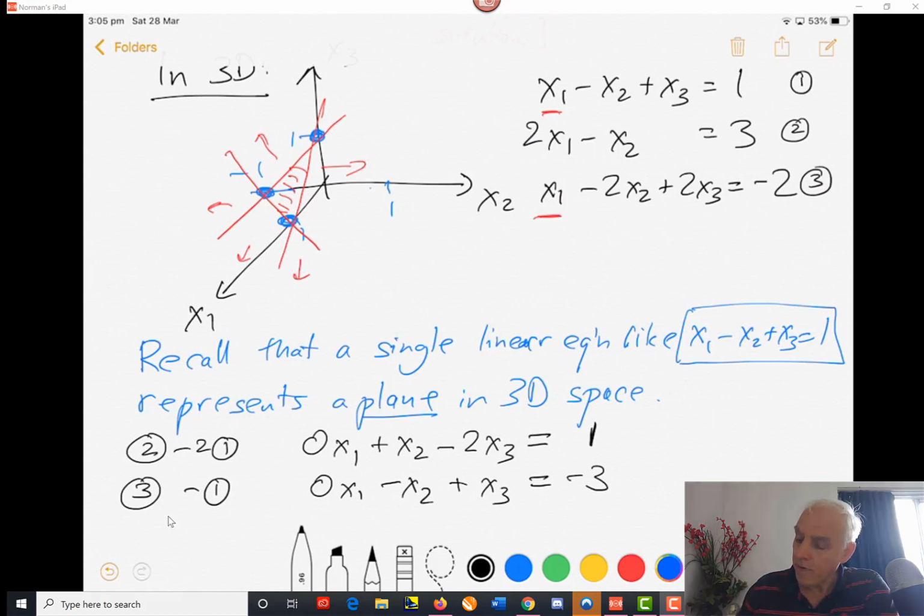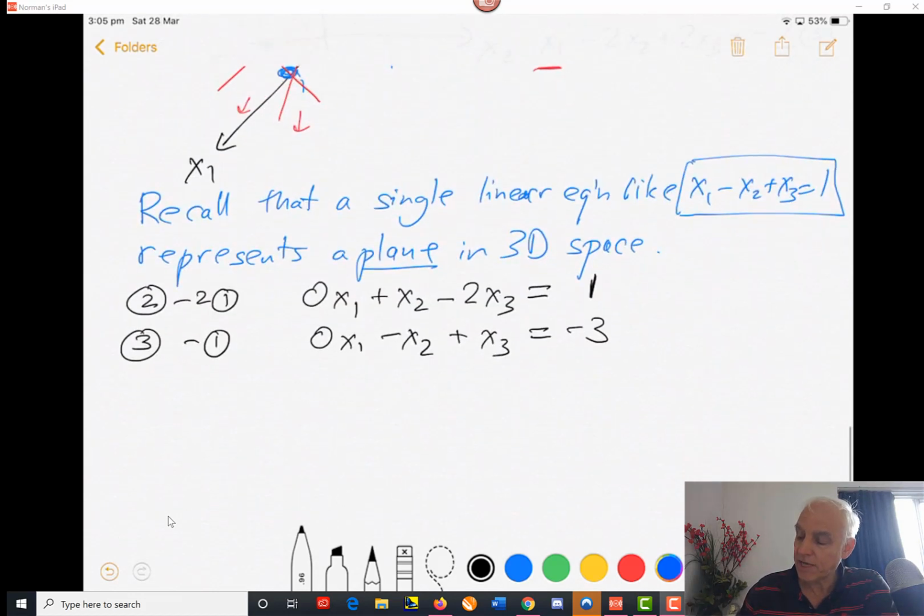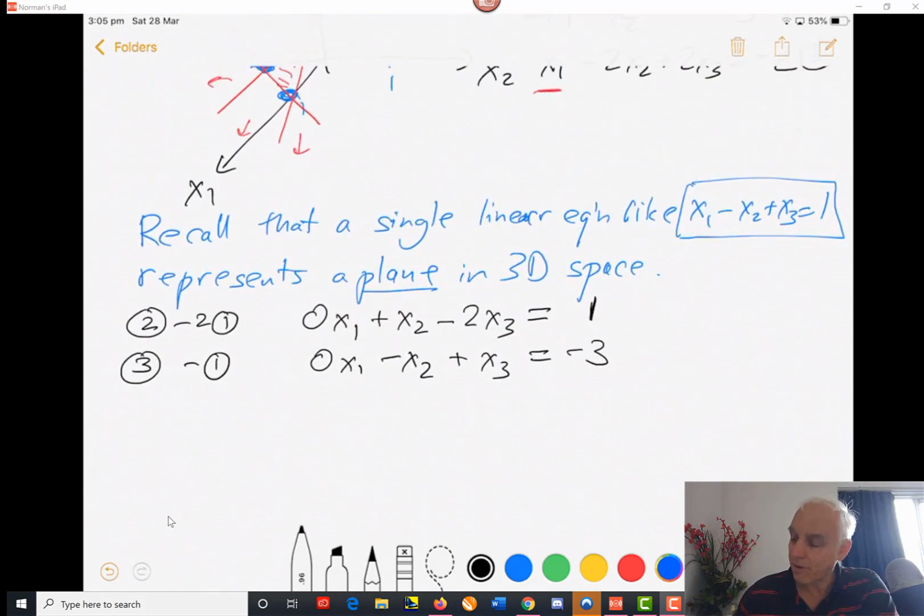So now we could forget about the original equations. Now we have 2 more equations. Let's call them 4 and 5. Now these are 2 equations, but only in x2 and x3. So we've reduced the problem from 3 equations in 3 variables to 2 equations in 2 variables. We've done that by getting rid of the first variable by taking appropriate linear combinations. So now we're in a position as we were before.